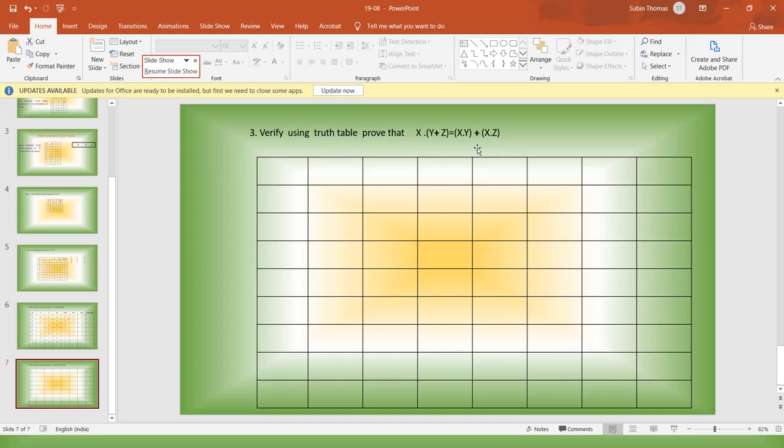So before winding up, just recollect what we meant by truth table. A truth table is a table which consists of all possible combinations of input values and all possible combinations of output values. For a 3 variable truth table, there are 2 raised to 3 combinations of values, that means 8 combinations of values.